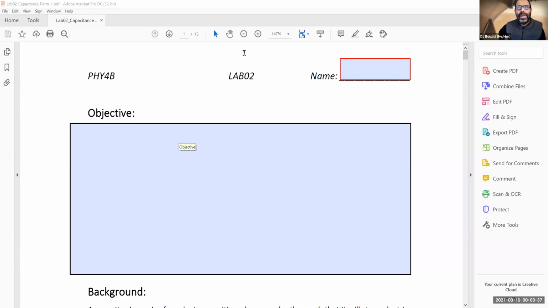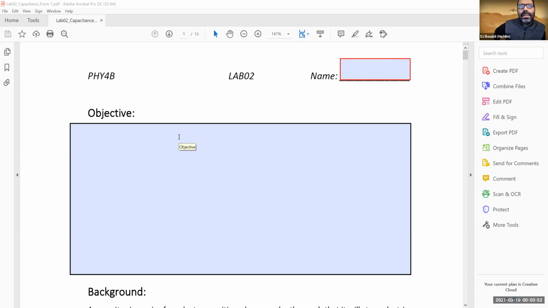Stop sharing, and let me share with you the actual lab report. I hope that you guys are looking at what says lab 2 in here, which is a PDF file. Yeah, it's on that screen. It says lab 2.